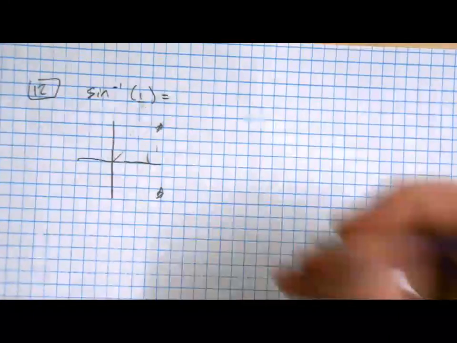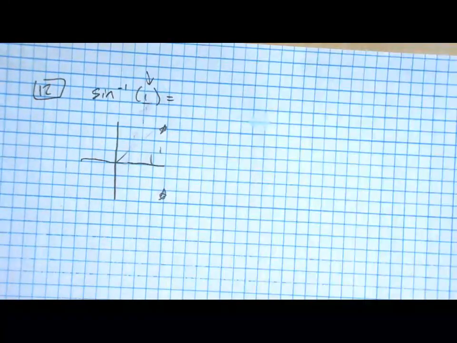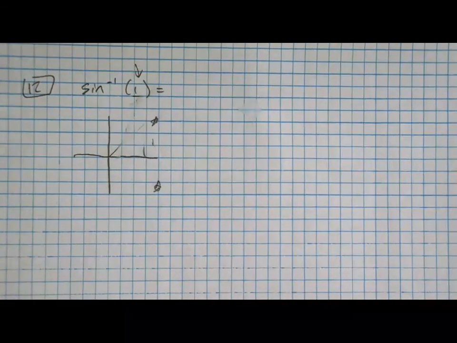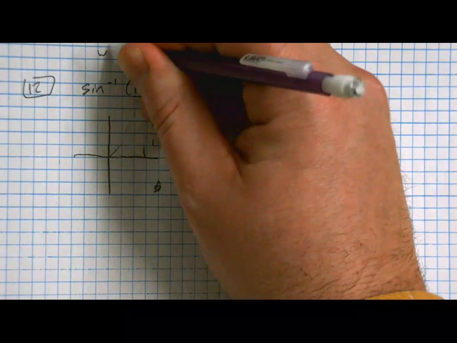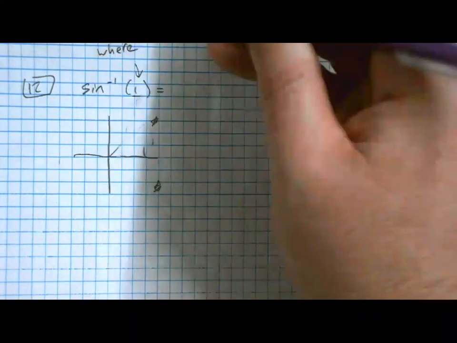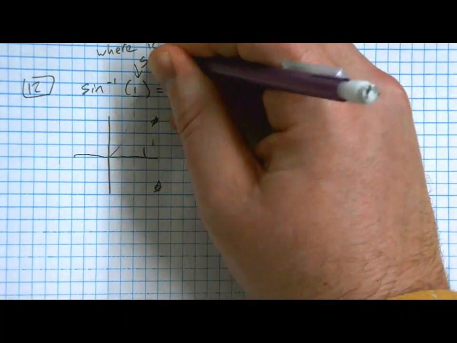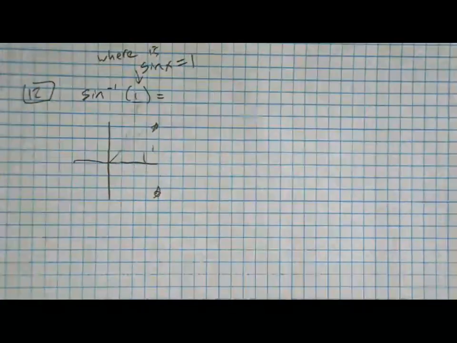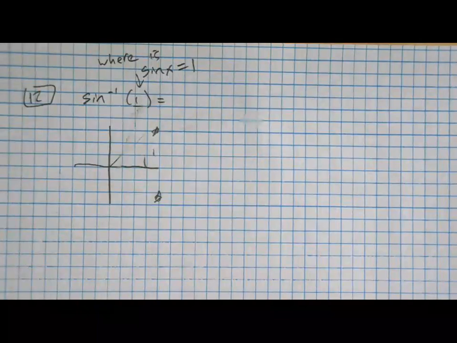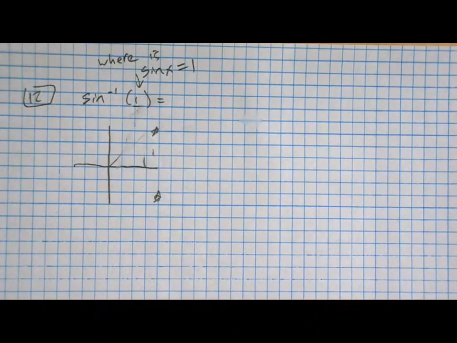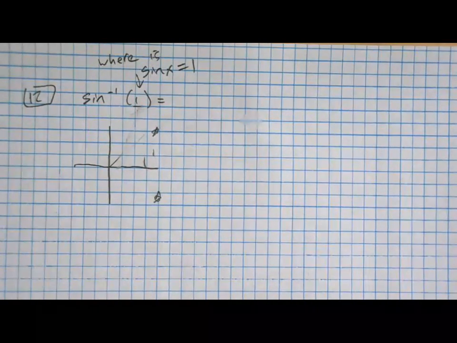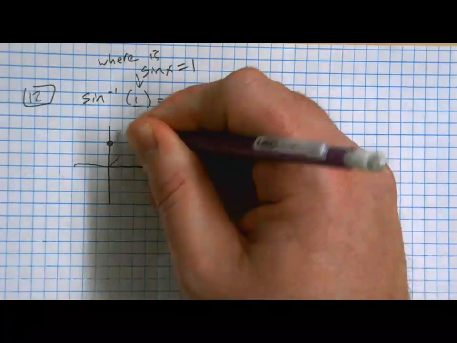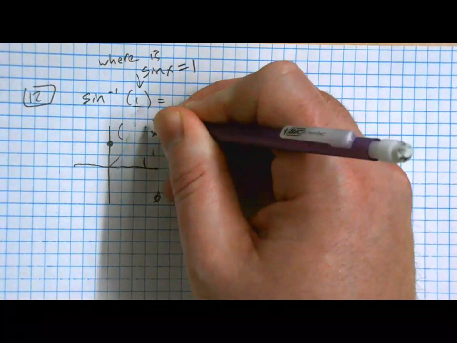Without a reference triangle, I'm thinking about when is sine equal to 1? At what angle around my unit circle is sine equal to 1? So my thought bubble is, where is sine x equal to 1? Well, sine is the y coordinate around our unit circle. Where does the y coordinate equal 1? What angle does that happen at? That happens at a 90-degree angle. That's the only place on the unit circle where the y coordinate is equal to 1.